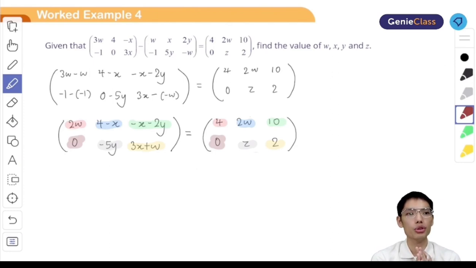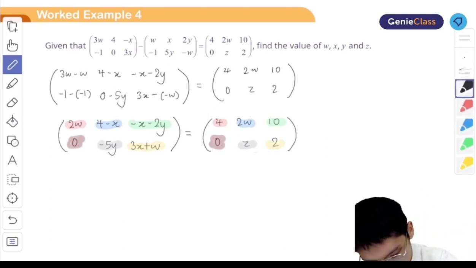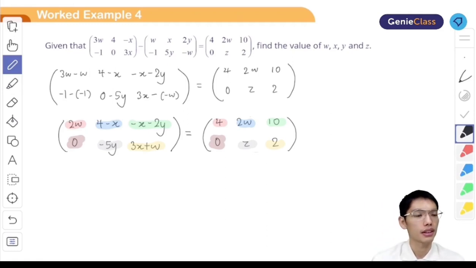Or for those who are confused with my question, let me repeat. What are the values we can find first based on this equation over here? What is the value we can find first based on the matrices that are equal over here? Or if you know the answer, you can write it down. I'll give you some time to think about it.